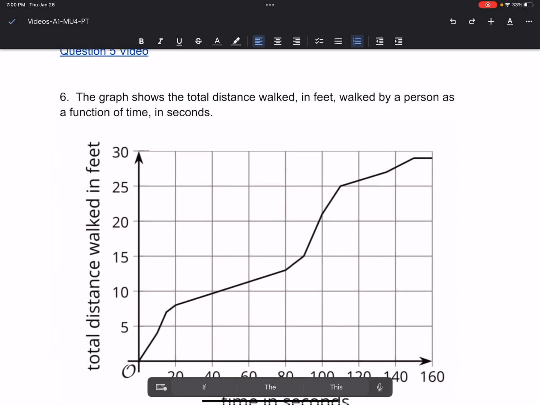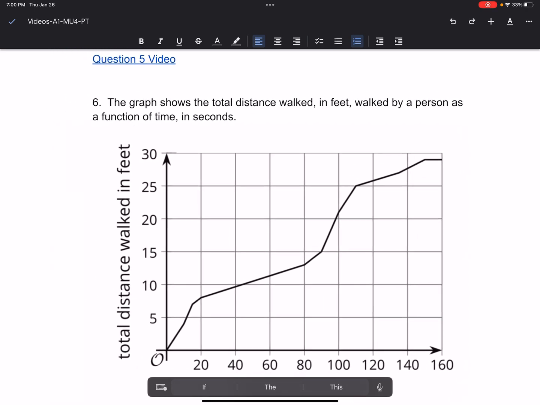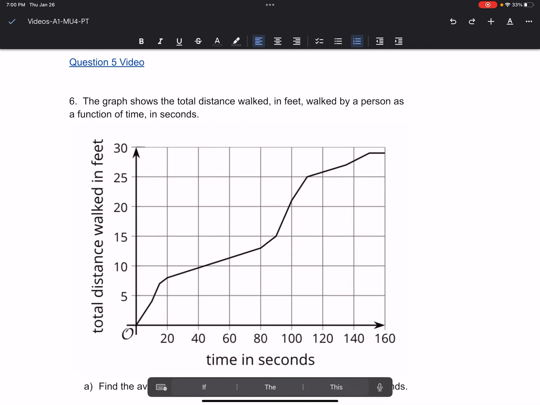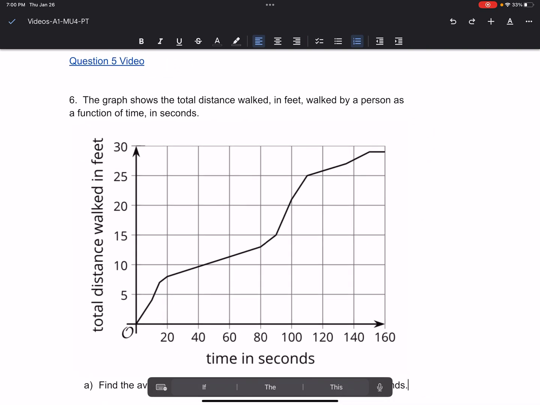Now, there's a little typo here. I put walked in there twice. It should only be there once. So let's go again here. The graph shows the total distance walked in feet by a person as a function of time in seconds.